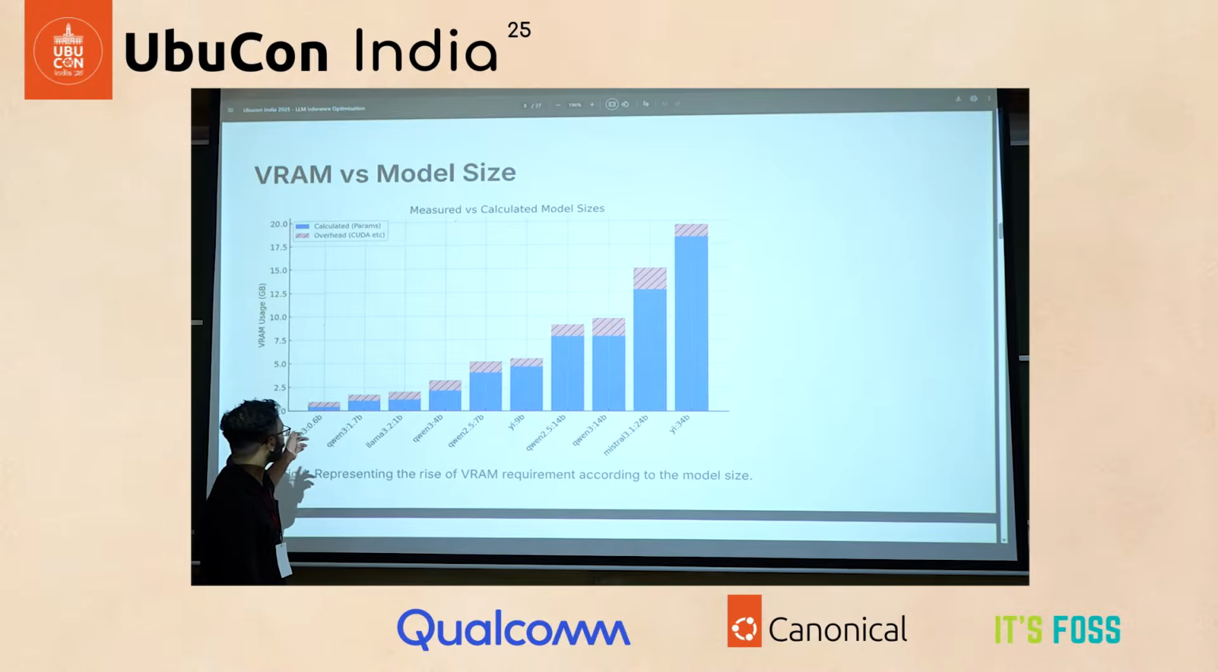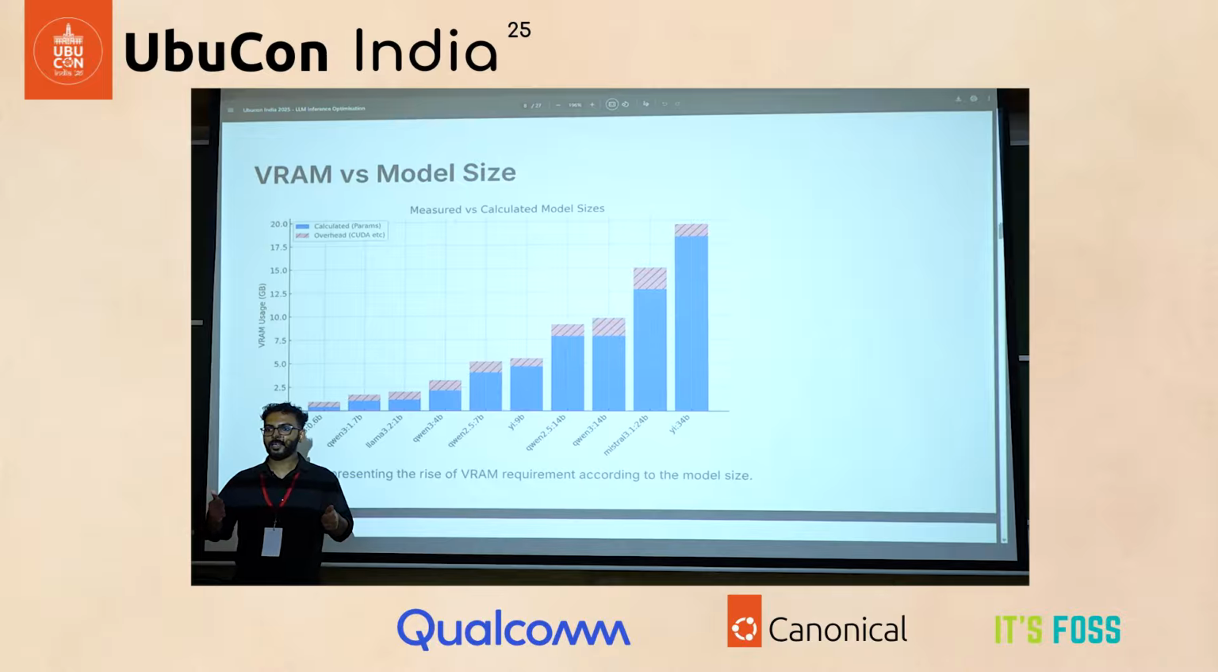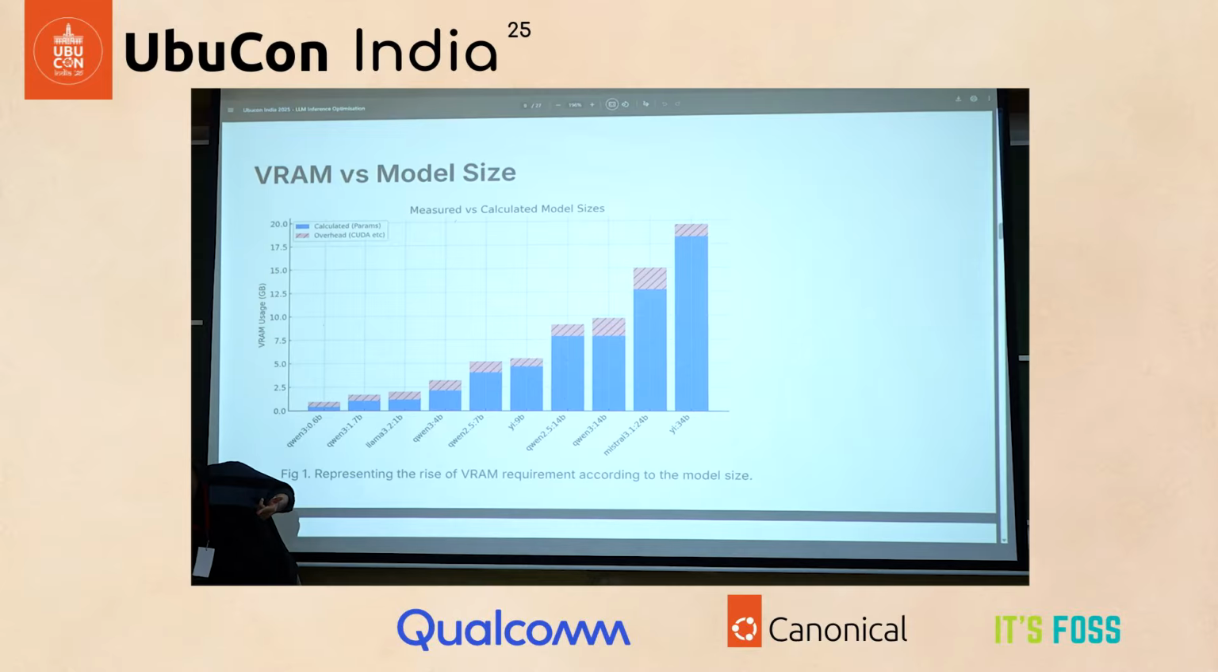If you look at this, this is the VRAM consumption of popular LLM models as the number of parameters increases. You can see from a 6 billion model to a 34 billion model how the VRAM size is increasing. So you get the problem, right? You have the open source model, but it consumes a lot of VRAM. So how could we solve this problem smartly?